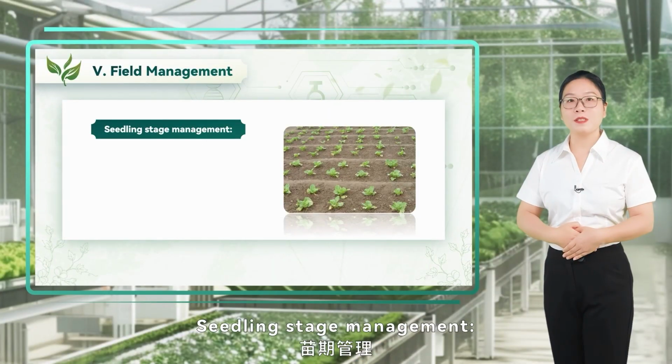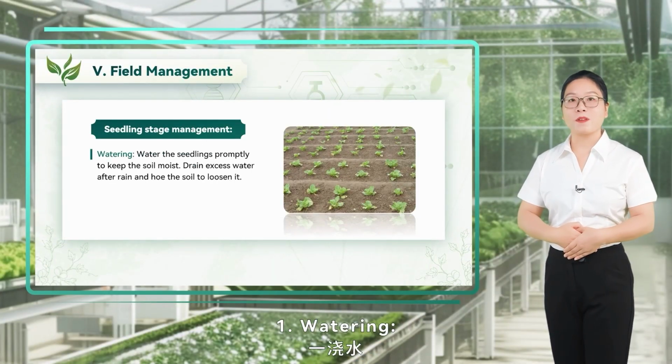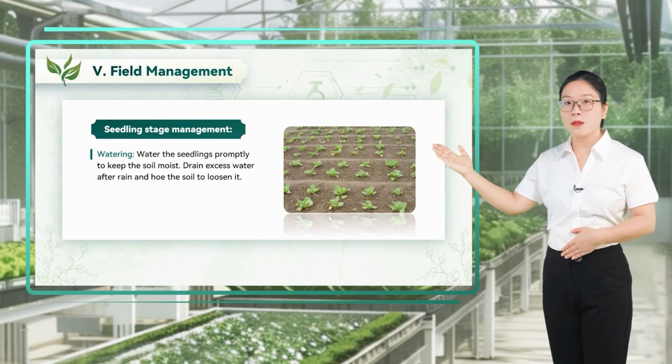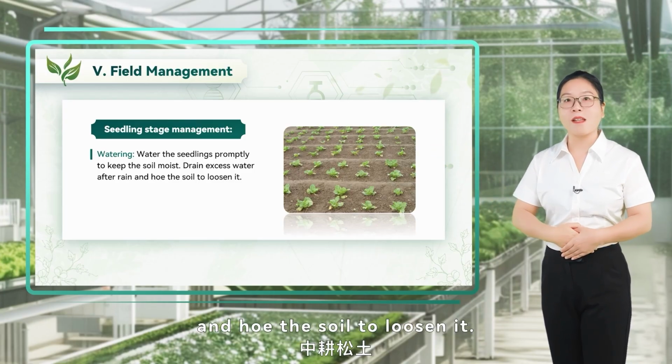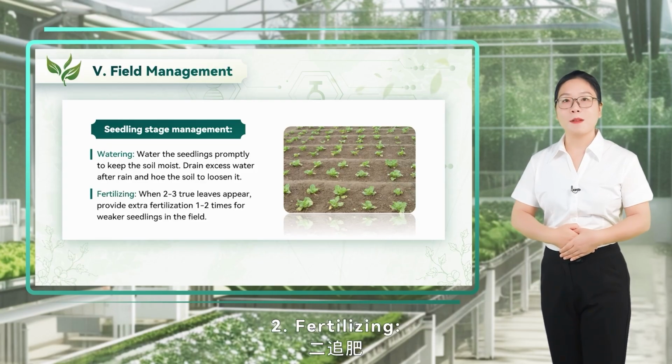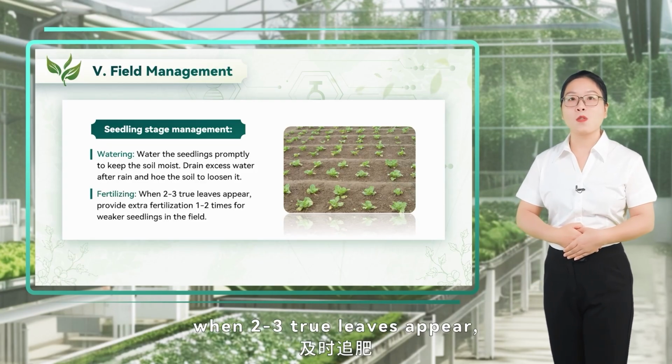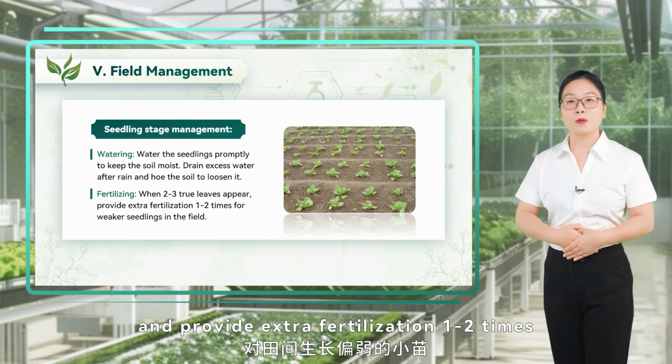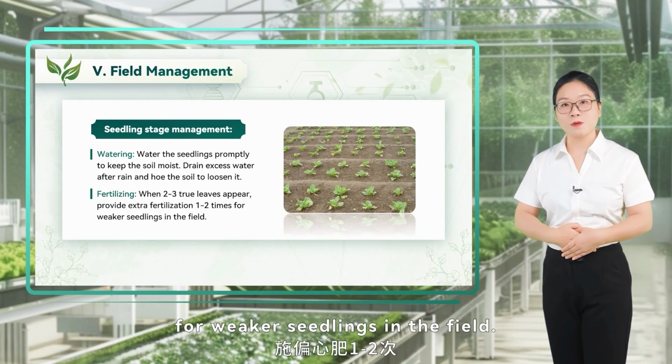Seedling stage management. 1. Watering. Water the seedlings promptly to keep the soil moist. Drain excess water after rain and hoe the soil to loosen it. 2. Fertilizing. Apply fertilizer promptly when 2 to 3 true leaves appear, and provide extra fertilization 1 to 2 times for weaker seedlings in the field.